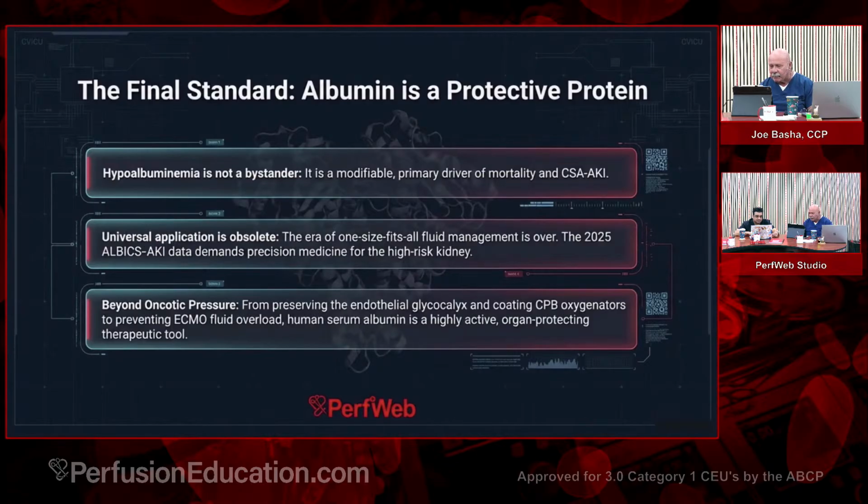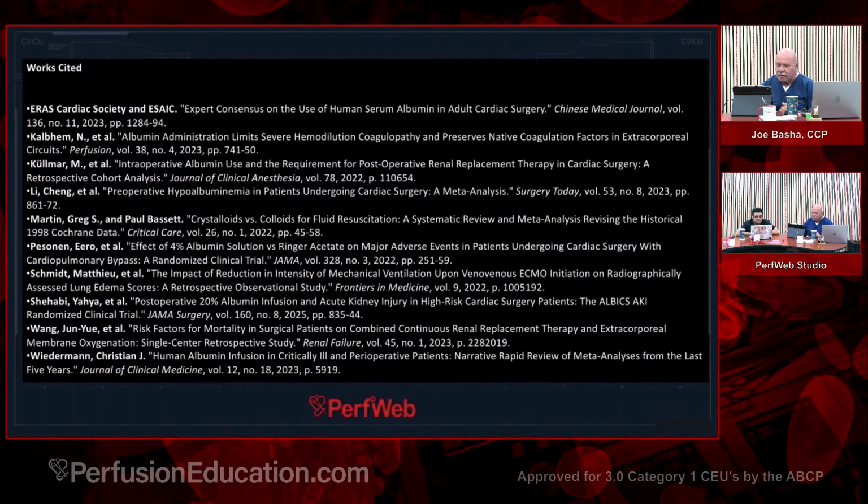Hypoalbuminemia is not a bystander. It is a modifiable primary driver of mortality and acute kidney injury. And what is CSA? Cardiac surgery associated. Thank you. Universal application is obsolete. The era of one-size-fits-all fluid management is over. We've discussed that ad nauseam. Beyond oncotic pressure, from preserving the endothelial glycocalyx to coating the CPB oxygenator to preventing ECMO fluid overload, human serum albumin is a highly active, organ-protecting therapeutic tool. So let's use it more readily.